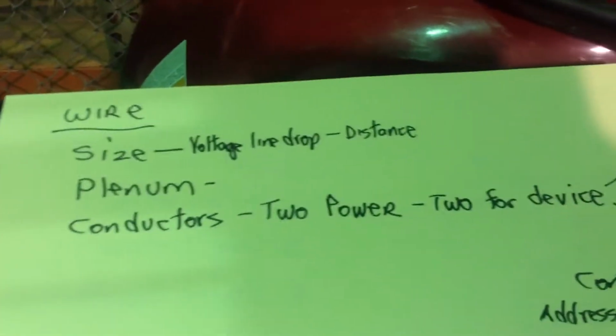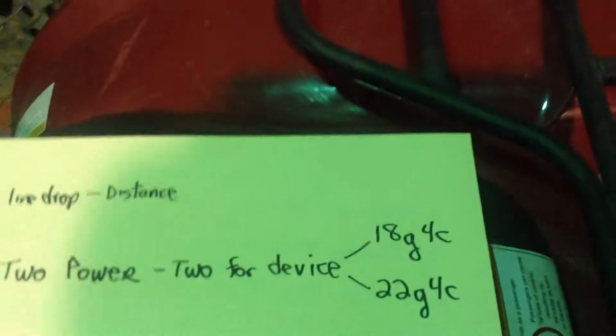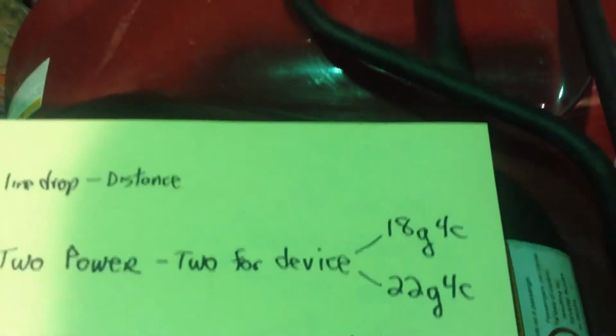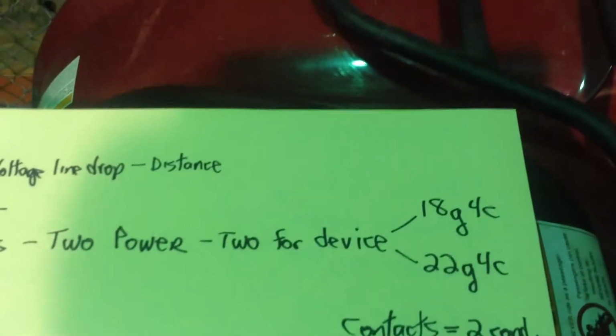How many conductors? Normally you'll have 2 for power and 2 for the device. So typically it's an 18 gauge 4 conductor, and you can see how the abbreviation is done there. You can do in a small building 22 gauge 4 conductor to save a little bit of money. So the wire goes up and fluctuates with the price of copper.